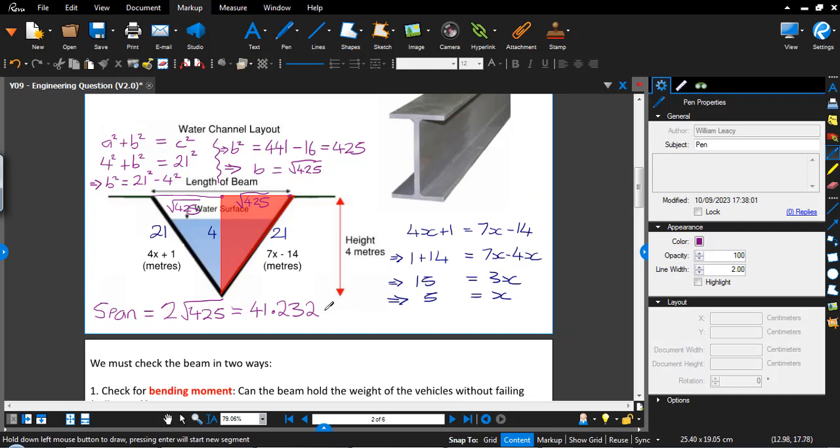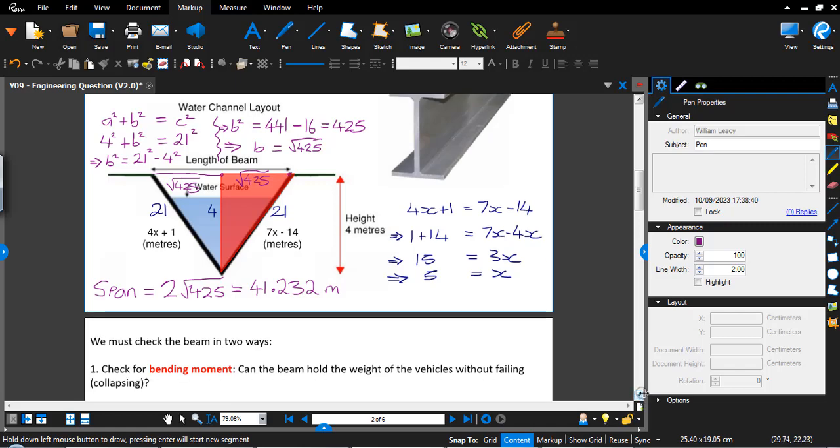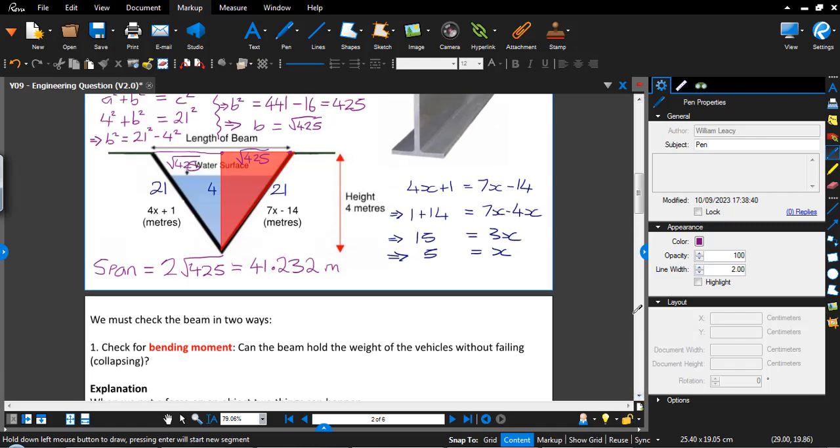Anyway, this is meters. So that's what we're going to go with. If you got 41.231, that's perfect, don't worry about it. Or 41.23, fine. But if you were to leave it perfectly, you just use 2 root 425. I think that's the same as 10 root 17 on your calculator, if you were to use the exact values. Anyway, we'll move on.